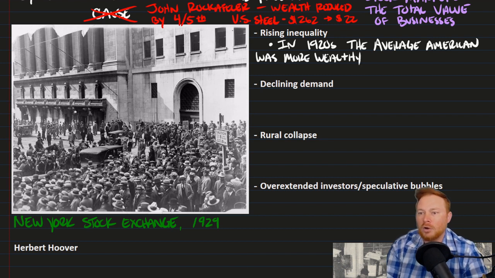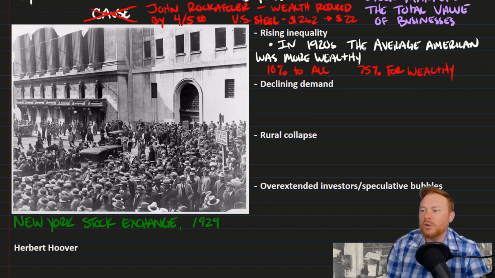However, though, of all of the wealth that was gained during the 1920s, 10% was to all. That is, the average American saw their wealth increase by 10% during the decade of the 1920s. Meanwhile, the wealthy saw their average wealth increase by 75%. And so, why is that important? Well, one point that we will make about rising inequality is also tied to the second point here, and that is the decline in demand.